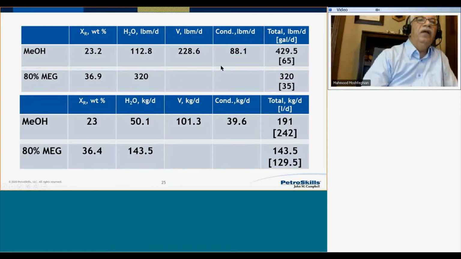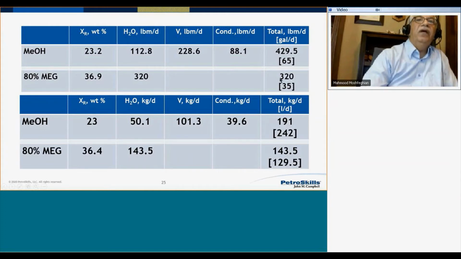Then, due to the high solubility of methanol in the liquid hydrocarbon phase, some of it ends up in the liquid hydrocarbon phase, which is condensate, 88.1. Again, glycol solubility is very low in the liquid hydrocarbon phase, so we can ignore it. So as you can see, the total injection rate is about 430 pound mass per day, or equivalent to 65 gallons per day.